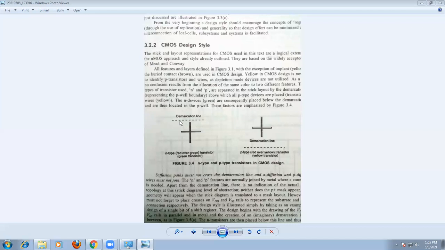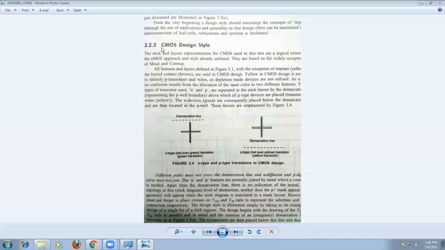Another thing in this case: in the CMOS design style, we are using two metals, metal 1 and metal 2. Metal 1 is similar to your NMOS design style, and we also have metal 2. In the stick diagram there is no problem, but to draw the layout diagram, these play a very important role. Both metal 1 and metal 2 are blue color, but the difference we'll discuss afterwards.